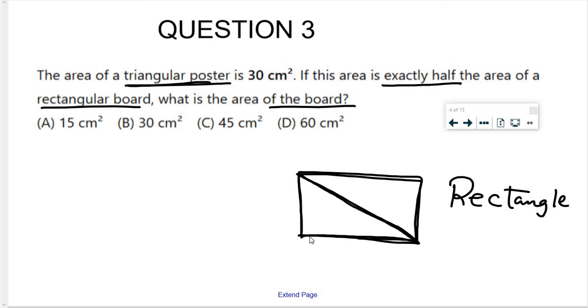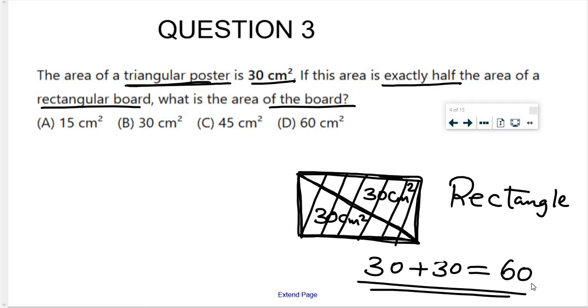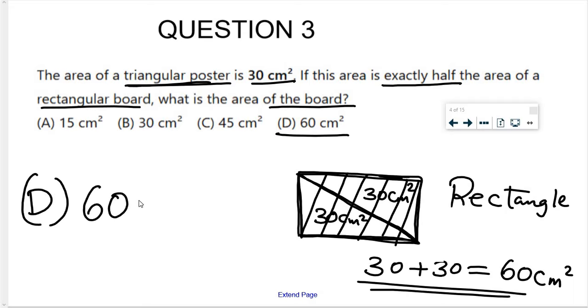Now the question is, what is the area of this rectangle? Remember, this triangle has an area of 30 centimeters square. So even this triangle here will have 30 centimeters square. So total area will be 30 plus 30. This equals 60. So the area of this rectangle here is equal to 60 centimeters square. So the correct answer is option D, 60 centimeters square.